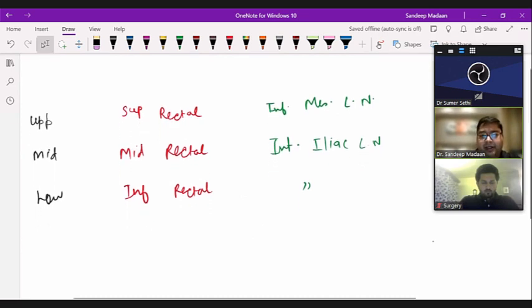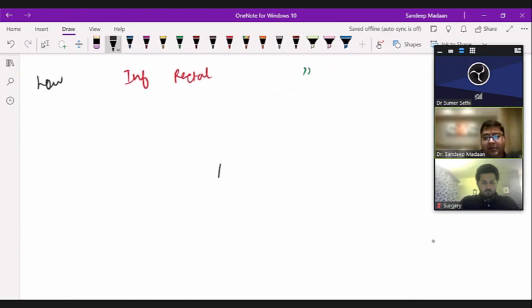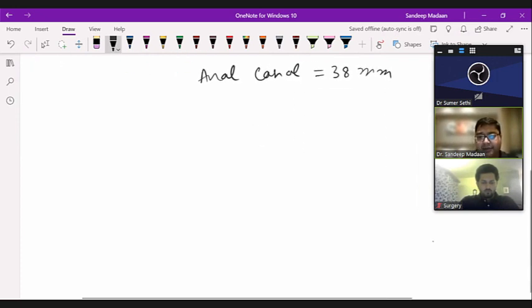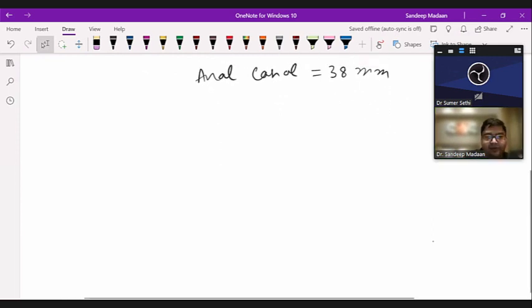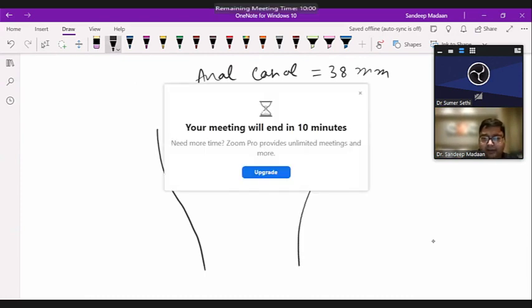And the drainage part. And see, in the anal canal anatomy, let me explain. The anal canal is 3.8 centimeter, which can also be written as 38 millimeter. And it is actually having three parts, right? Upper part, middle part, and the lower part. So let me describe this way. This is the upper part, middle part, and lower part of the anal canal.